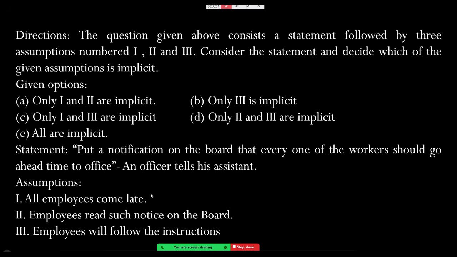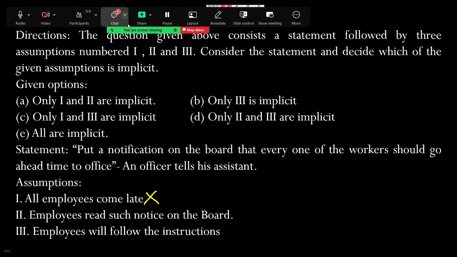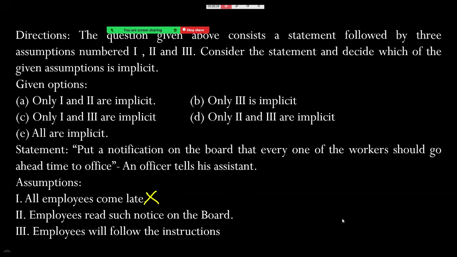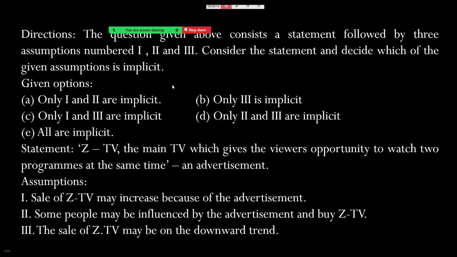All employees come late? No, this is not a positive response. Employees read such a notice. Yes, a notice is for what purpose? To read. Employees will read. Next, employees will follow the instructions. Yes, that is why the notice is given. So only 2 and 3 are implicit. D is correct. Only 2 and 3 are implicit. Perfect.